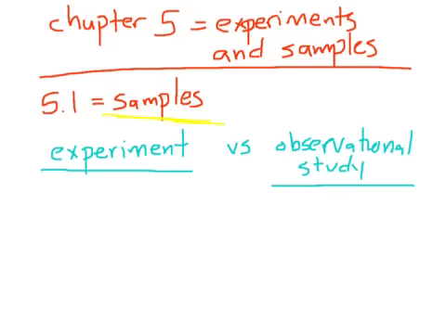The key difference with an experiment is that you deliberately impose a treatment. And a treatment is something that you deliberately do to the individuals involved in the study. So if I just measure the height of trees, that's an observational study. But if I say I'm going to give the trees some fertilizer and see if they grow taller or shorter, that's now an experiment because the fertilizer is the treatment.